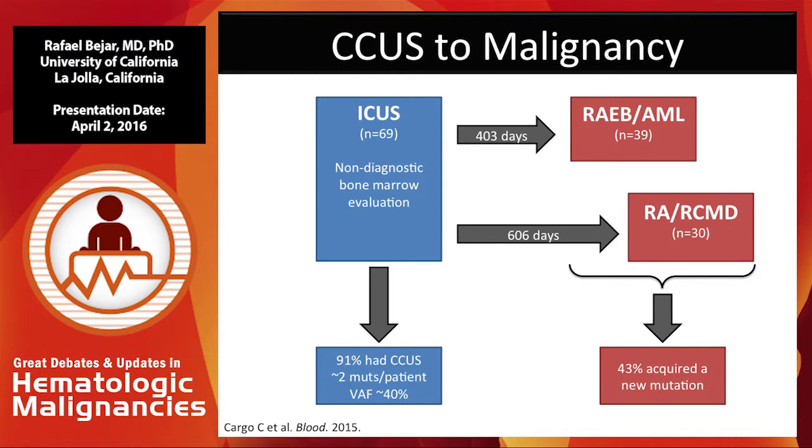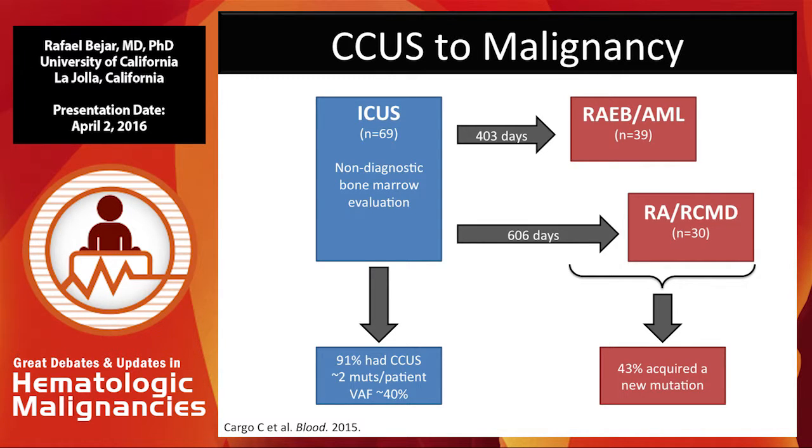They went back and sequenced that initial non-diagnostic bone marrow, and they found strikingly that 91% had a mutation. So almost every patient that had one of these non-diagnostic bone marrows that subsequently went on to develop a frank malignancy had clonal hematopoiesis at that early time point. And in fact, only 43% of them actually went on to develop a new mutation, meaning most of the mutations that were found in the eventual diagnostic sample were already present in that non-diagnostic sample done, in most cases, over a year or a year and a half earlier.